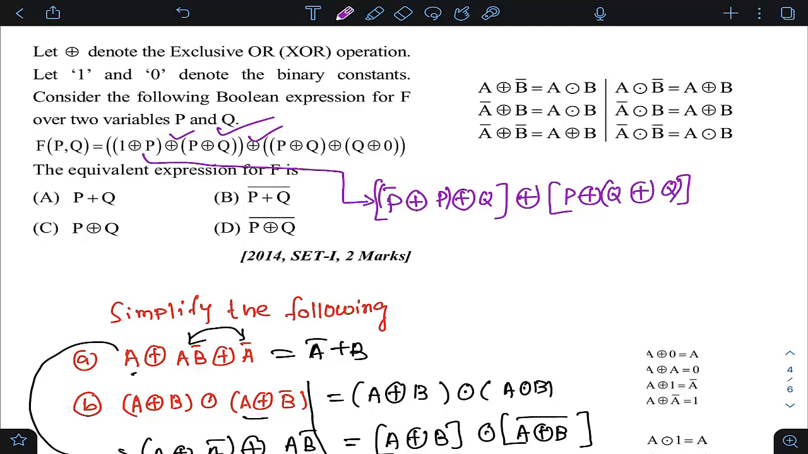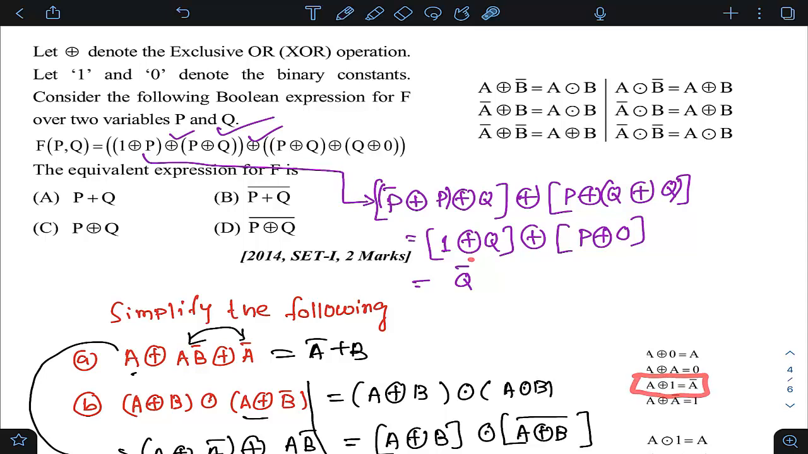If I do it, so P bar XOR P, A XOR A bar is 1. So the last property, A XOR A bar is 1. So P XOR P bar is 1. 1 XOR with Q. So this is one bracket XOR with. This is P XOR with. This is Q XOR with Q. So what is Q XOR with Q? Q XOR with Q will be 0 because A XOR with A is 0. So similarly, Q XOR with Q will be 0. So this is equal to 1 XOR with Q is Q bar. 1 XOR with A is A bar. So 1 XOR with Q is Q bar.